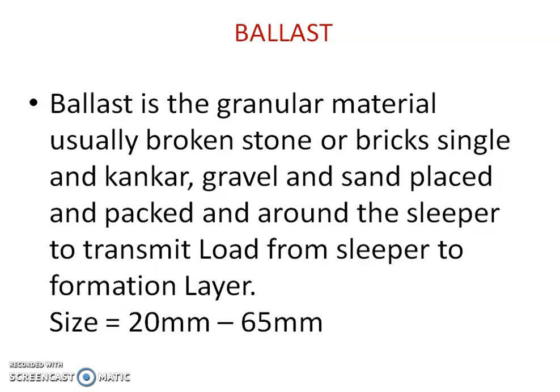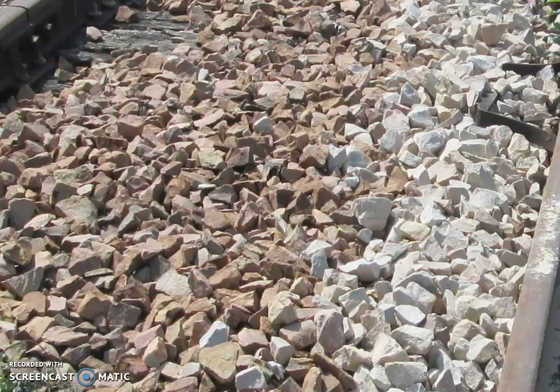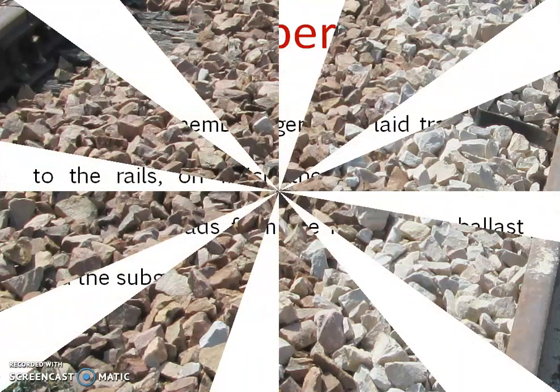In today's class, we'll be seeing about the components of railway track. The first one is a ballast. It is a granular material which is usually seen as a broken stone. Normally we'll be using the coarse aggregate of size around 20 mm to 65 mm. This is a picture showing the ballast in a railway track.